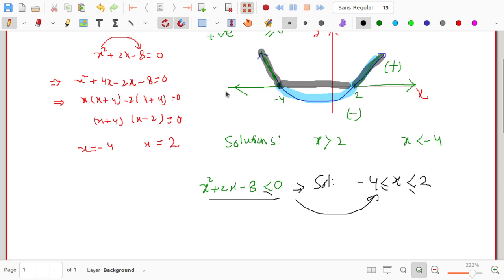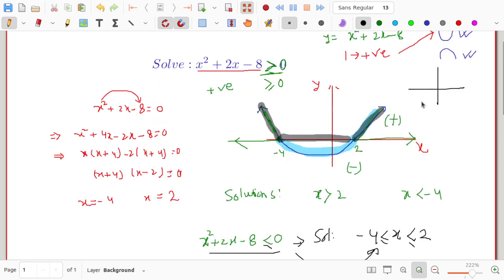One more thing, I already told you, if the coefficient of x square is negative, then we have to draw the graph downward. Suppose minus x square plus 2x minus 8. Then we plot the graph downward. Or we can factorize, take the minus out and change the sign, and then follow the same process.